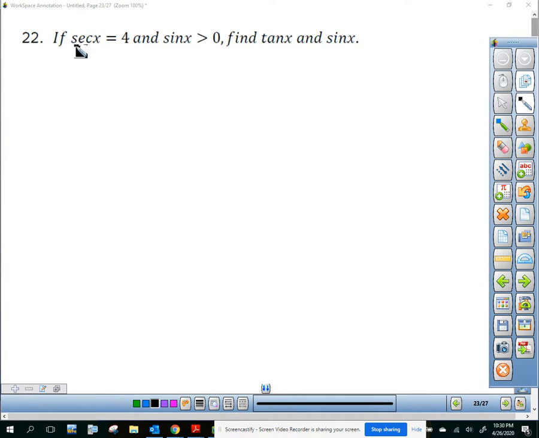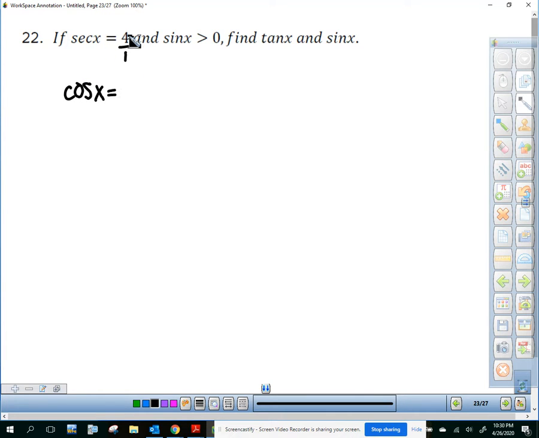Now, secant is 4. Our trig functions are all ratios of side lengths. So if we think of this as a fraction, we can understand it to be over 1. Now, secant's the reciprocal of cosine. So if we know secant, then you also know cosine. So cosine would be 1 over 4.